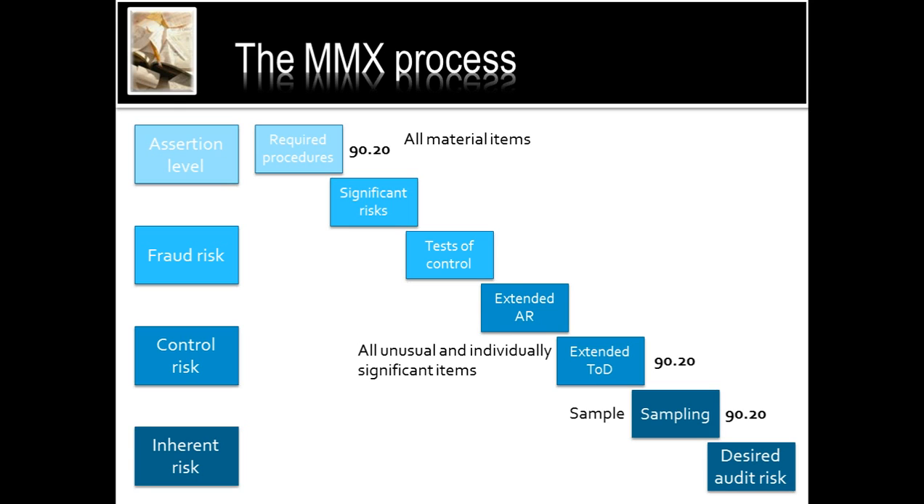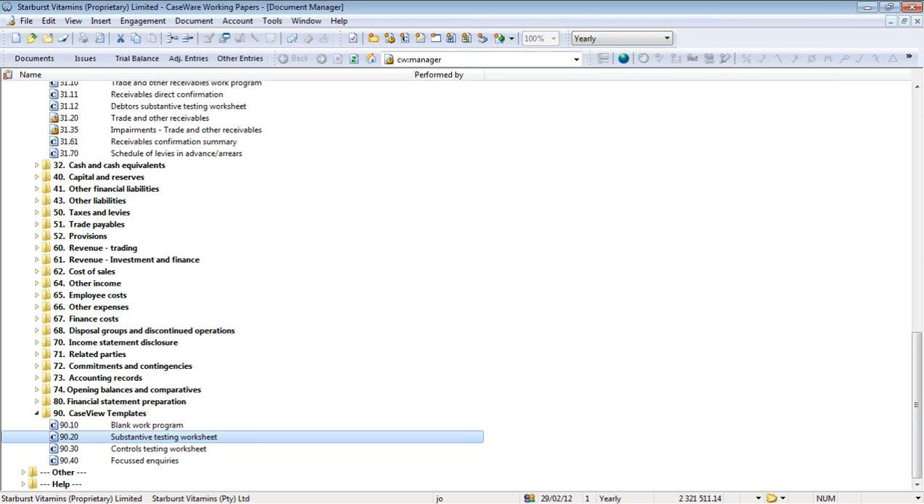When you get to extended test of details, well, there the audit procedures would say select all unusual items or select all individually significant items. Again, you can use 90.20 to document your findings on these sections or on these items. And then, of course, lastly, should you decide to do sampling, you can also use 90.20, your substantive testing worksheet, for your sample.